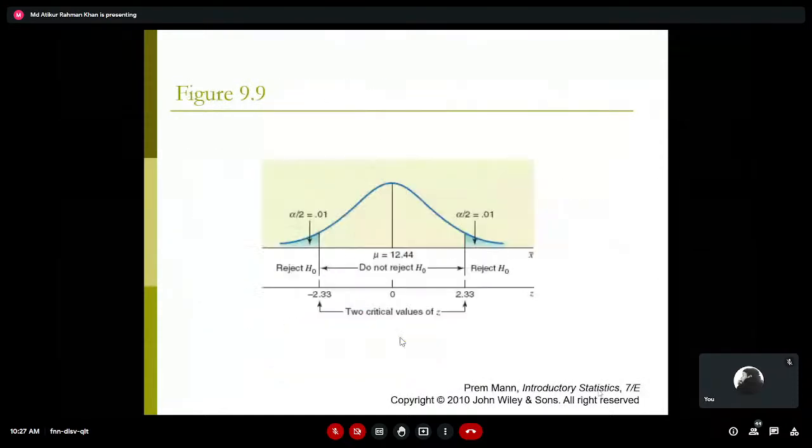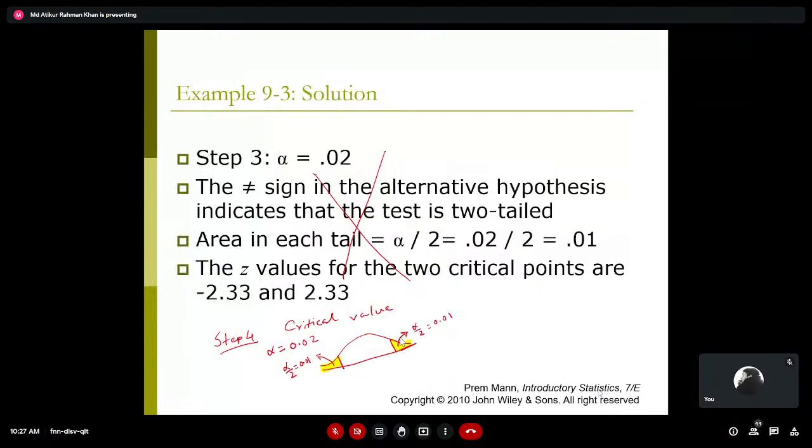Minus 2.33. I think this has been shown here as well. Minus 2.33, that is the left critical value. And what is the right critical value? Opposite sign, right? 2.33, positive sign.